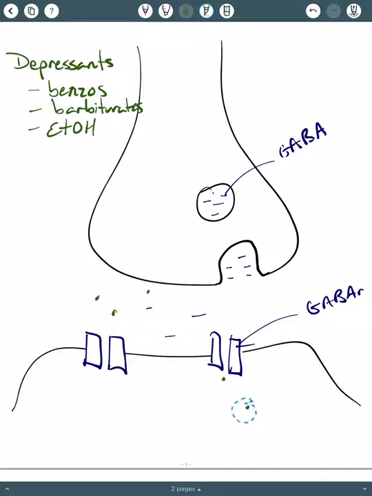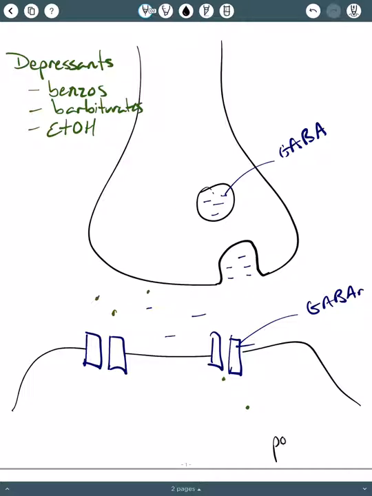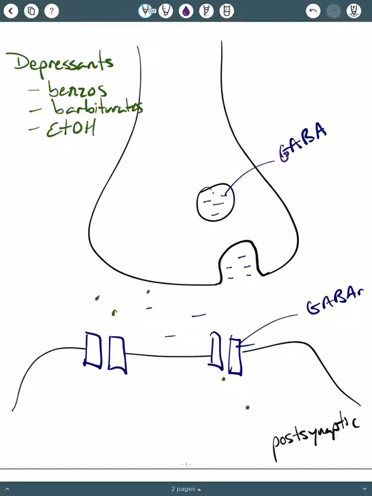That decreases the voltage in this postsynaptic neuron and makes it less likely to fire an action potential. Therefore, we refer to GABA as an inhibitory neurotransmitter, right? And GABA binds, of course, to GABA receptor.